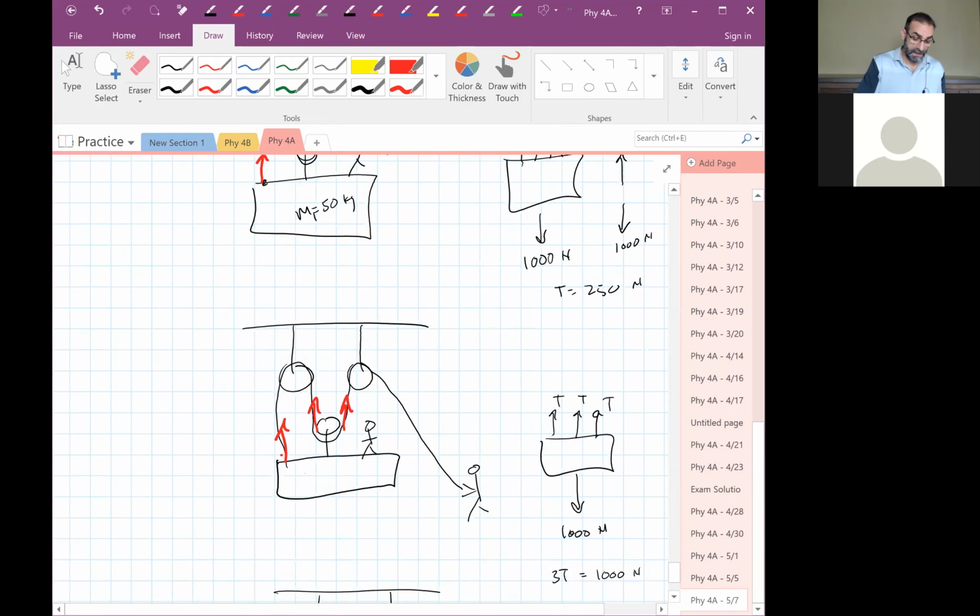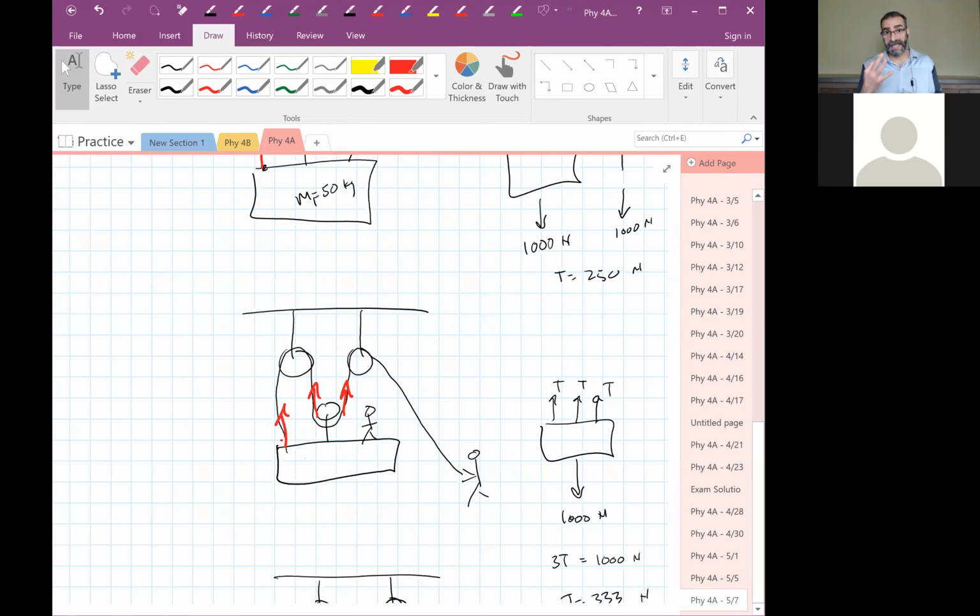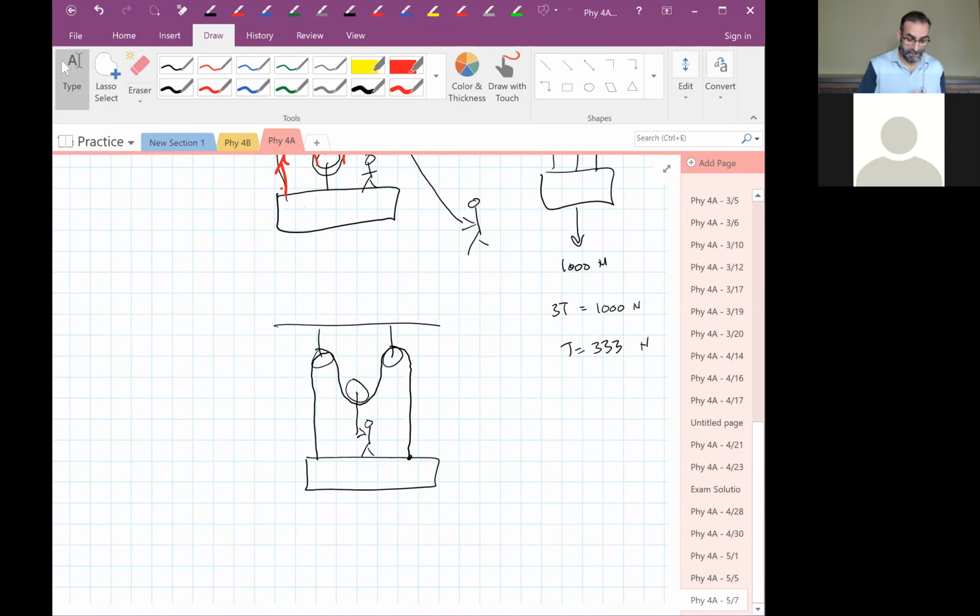And here, it's only touching it 3 times, right? So we have 3 tensions pulling up. And now we want to see what happens in this case. So let's say, the rope, we could break up this thing.